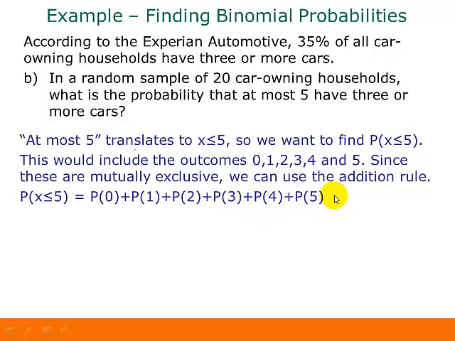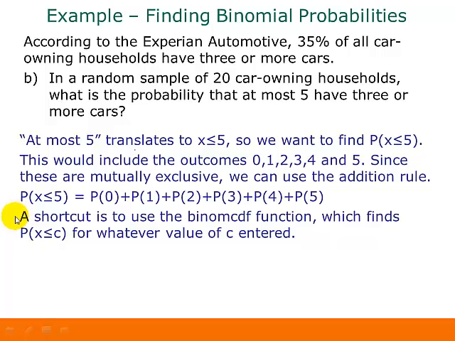Now that looks like a lot of work to do on your calculator. If you use the binomial PDF function, you'd have to use it 6 times and add all the values together. So we're going to look at a shortcut. There's another function that deals with binomial probabilities that's binom CDF. This finds the probability that x is less than or equal to c for whatever value of c you enter.